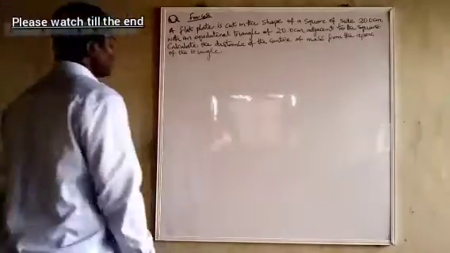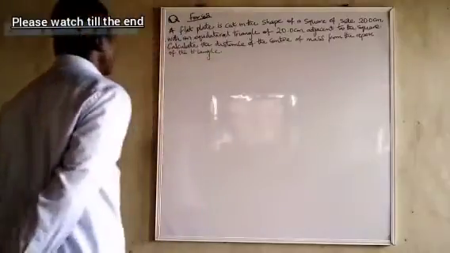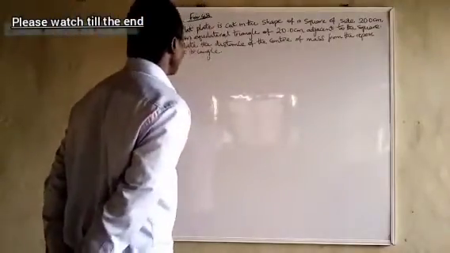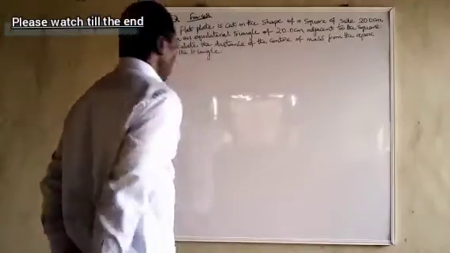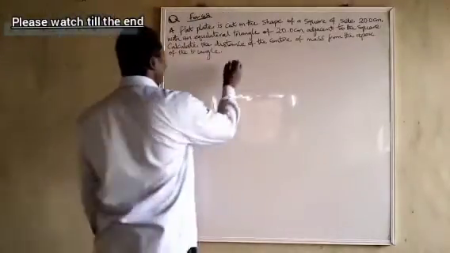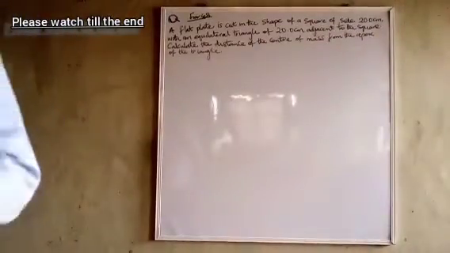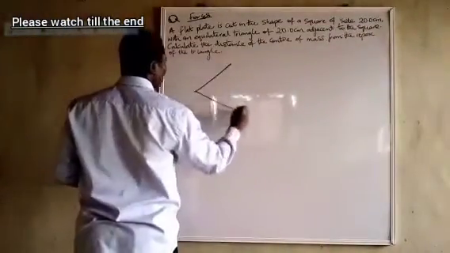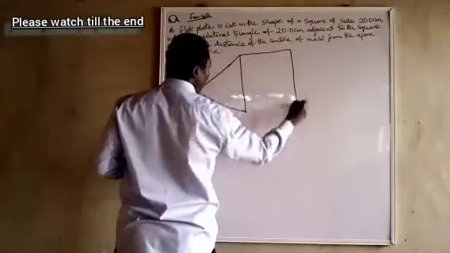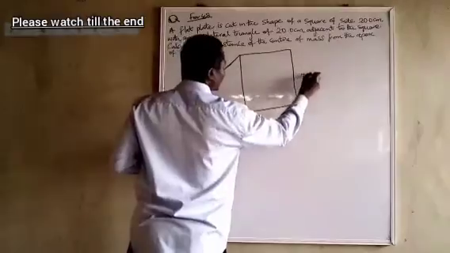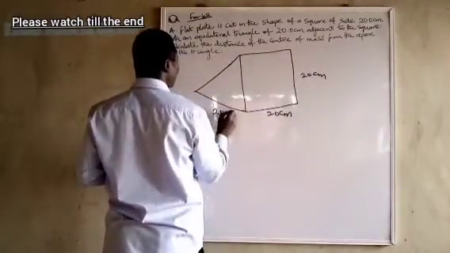A flat plate is cut in the shape of a square of side 20 cm with an equilateral triangle of 20 cm adjacent to the square. Calculate the distance of the center of mass from the apex of the triangle. So we have something like this: a triangle attached to a square plate, and every side here is 20 cm.